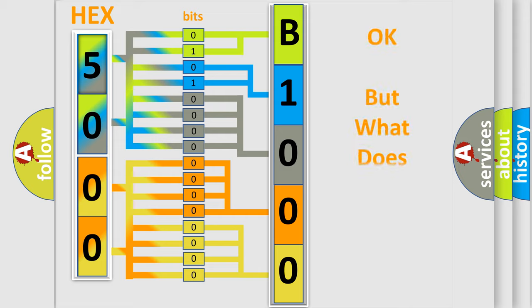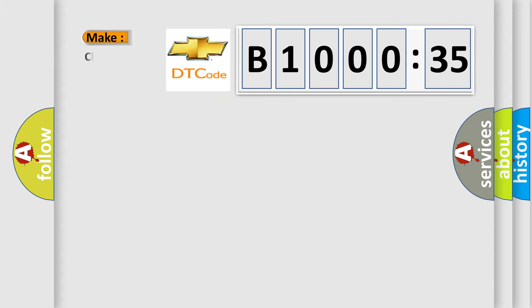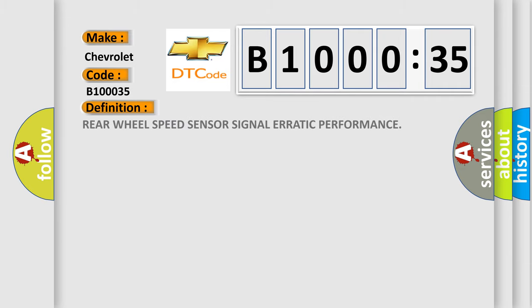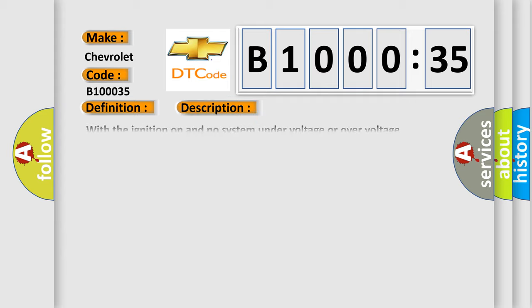The number itself does not make sense to us if we cannot assign information to what it actually expresses. So, what does the Diagnostic Trouble Code B1000-35 specifically mean for Chevrolet? The basic definition is rear wheel speed sensor signal erratic performance. And now this is a short description of this DTC code.